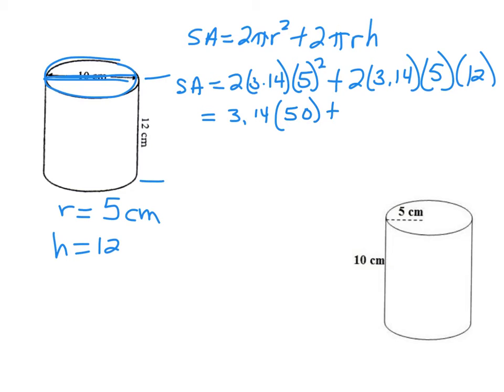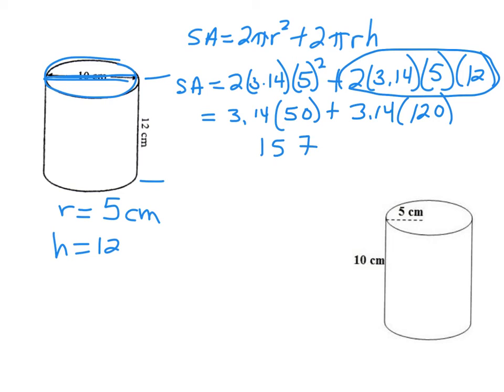On the second part of the formula, I am going to, again, keep my pi over here. And again, because this whole piece is multiplication, I can just do it in any order. So I pulled the pi out, and now I'm just going to go across. 2 times 5 is 10, and 10 times 12 is 120. All right, and this is going to just make it a little bit easier. 3.14 times 50.